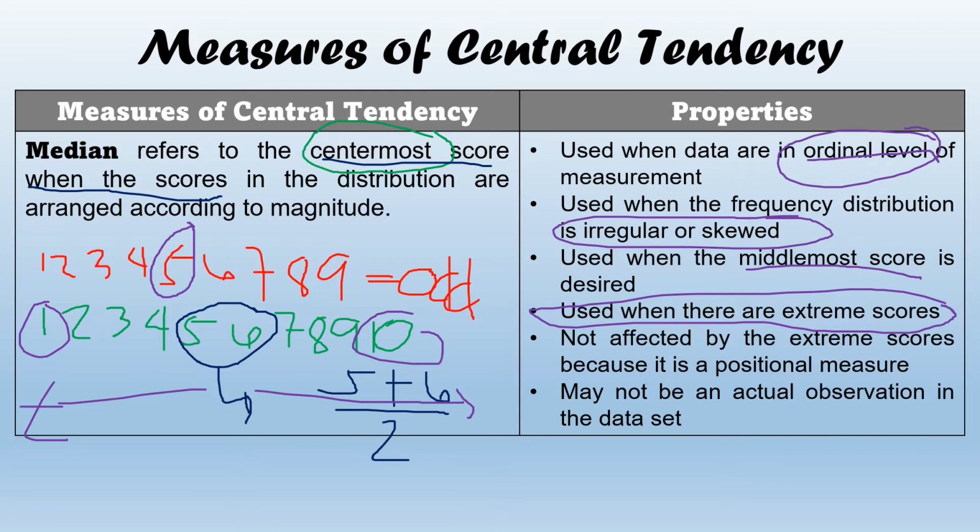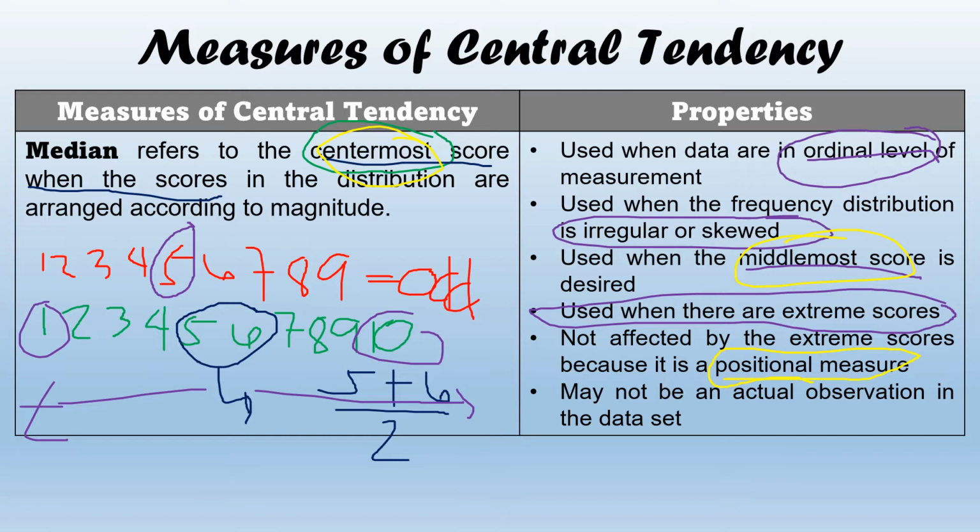Okay. Next, not affected by the extreme scores because it is a positional measure. Now, please remember the other term. Meron siyang ginamit na term na positional measure. Yeah? Kasi ang parang hinahanap lang natin is ang centermost, di ba? Or the middlemost score. So therefore, this is positional measure. Okay? Sige. Next, may not be an actual observation in the data set.